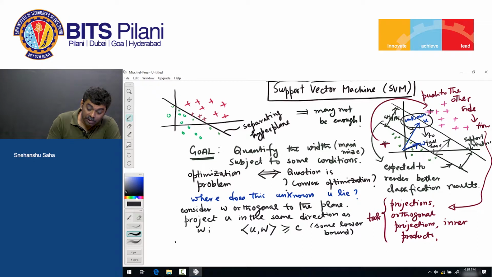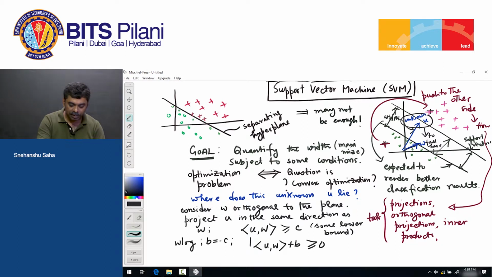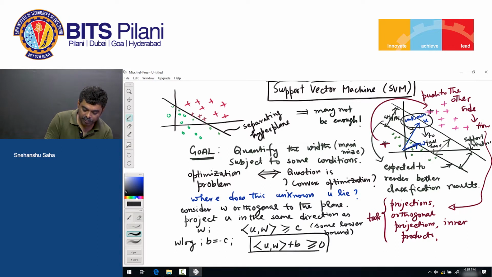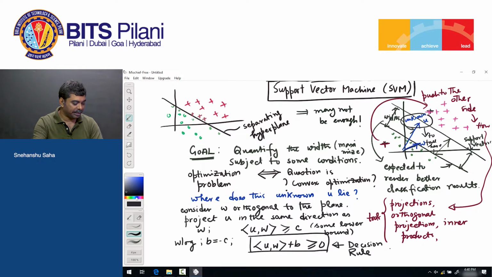Without loss of generality, so that we are consistent, if I assume b equal to minus c, I can write this as this. You can easily check this. So this is one decision rule that I obtain, and let's give it some number. The unknowns are w and b.